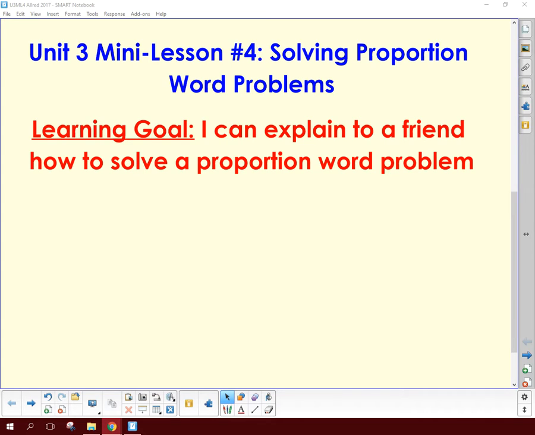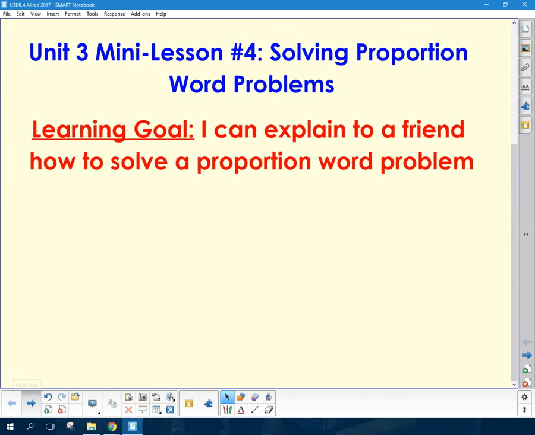Today, we're going to take everything we talked about yesterday, solving those proportions, and look at word problems. We'll set up proportions like we did yesterday, and then solve the proportions we set up for those word problems. By the end of today's lesson, you should be able to explain to a friend how to solve a proportion word problem all the way from start to finish, how to set it up and solve it.